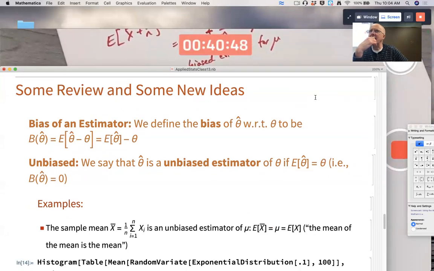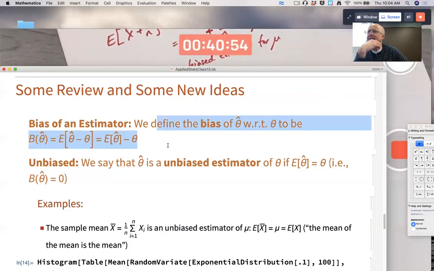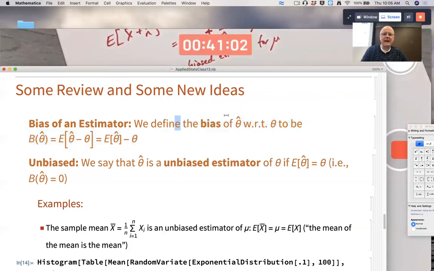Let's go on to defining unbiased. We've already done that, but we also want to define something new, the bias of an estimator, sort of the measure of how biased it is, the idea here. Theta hat is an estimator for theta. What's the bias of theta hat with respect to theta? It's the expected value of theta hat minus theta, which turns out by linearity to be the expected value of theta hat minus theta.